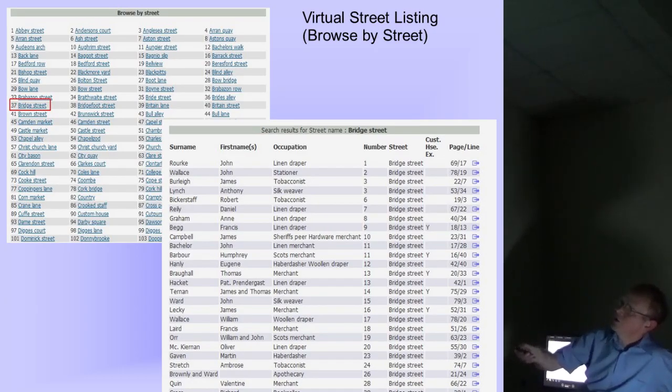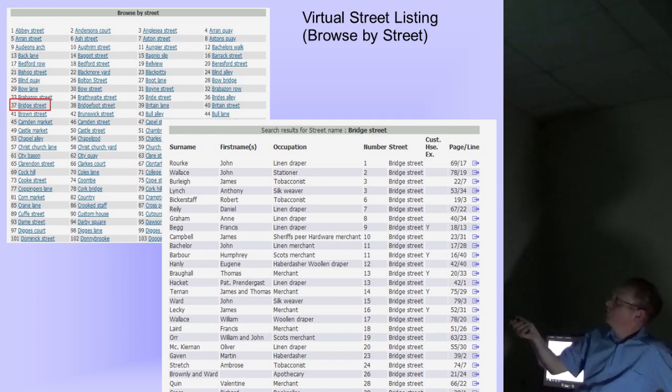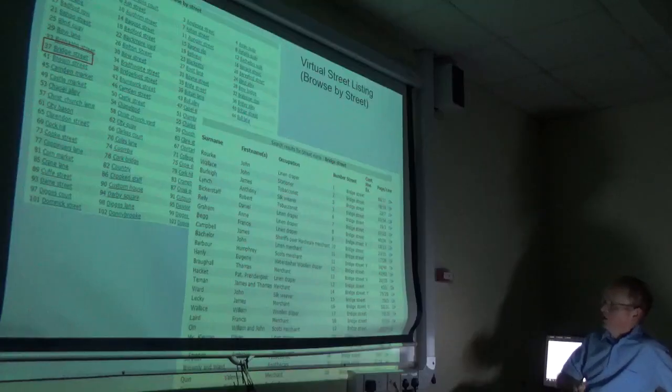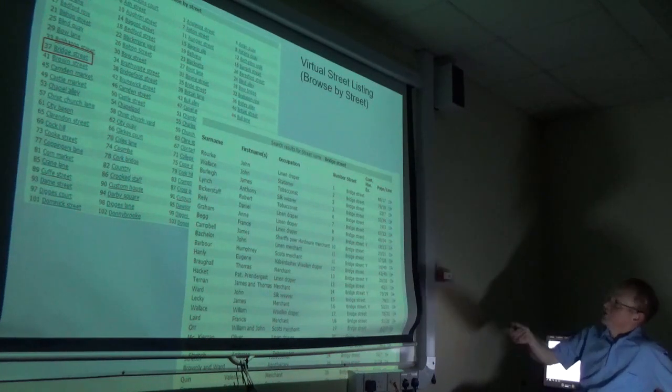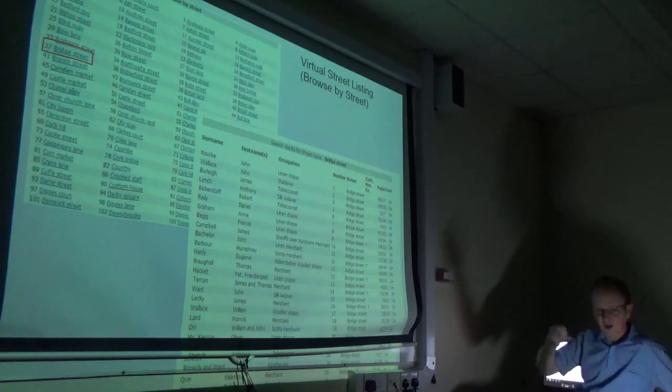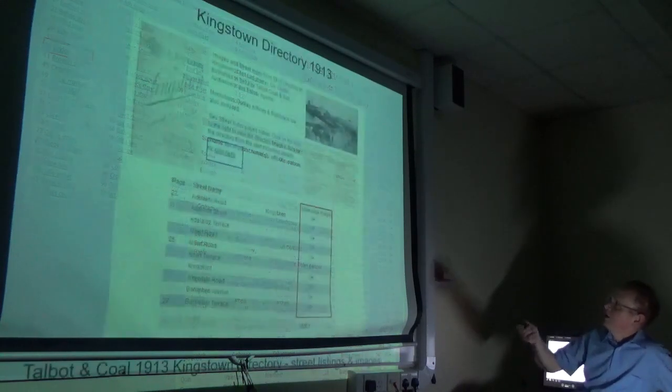And similarly with the street, you can go Bridge Street, and the directory doesn't have a street index, but this creates one. So there's the street, Bridge Street, and there's the numbers. So you get everybody, so even though they're scattered throughout the directory, we can group them all together. You can see what type of business. Some of the streets you can see, there's a lot of silk weavers, or there's a lot of skinners and tanners and all the rest of it.